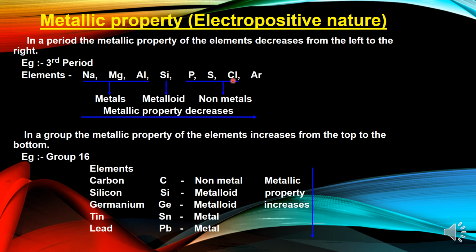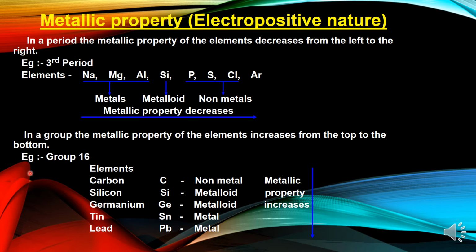Because the atomic size is decreasing, and the number of valence electrons is increasing gradually in the outermost shell. Sodium contains 1 electron, magnesium 2, aluminium 3, silicon 4, phosphorus 5, sulfur 6 and chlorine 7. The tendency to accept electrons is increasing while moving left to right in a period, and the tendency to give out electrons is decreasing. That is why metallic property decreases when we move left to right in a period.